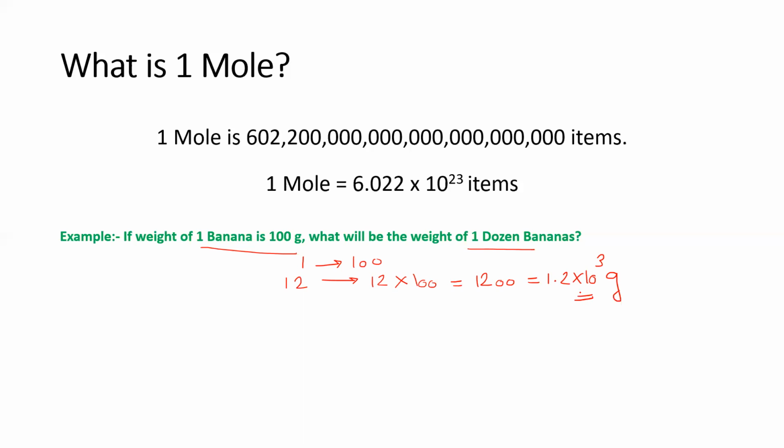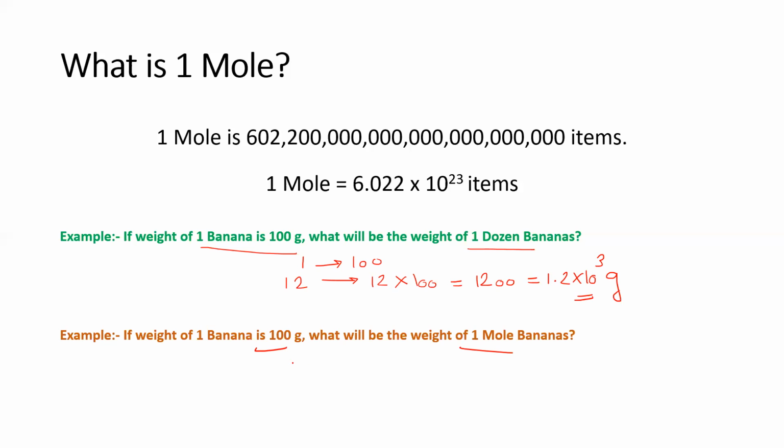Okay, guys. Similarly, if the weight of one banana is 100 grams, then what will be the weight of 1 mole bananas? So one banana is 100 grams. 1 mole is how much? 1 mole is 6.022 into 10 to the power 23.